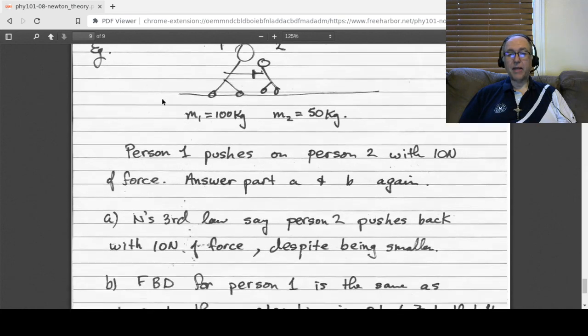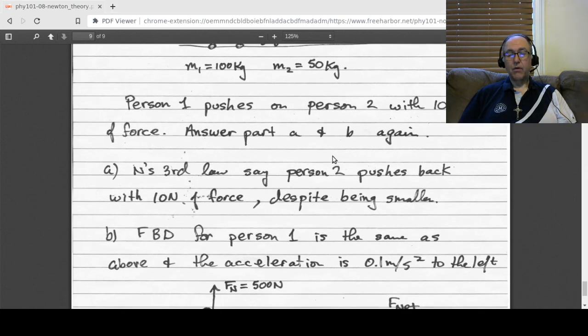Well, you might be tempted to say, well, the bigger person pushes with a harder force than the smaller person, but no, that's not the way it works. The third law doesn't say anything about the size of the objects. Whether object 1 and object 2 are big or small does not matter. Okay, if person 1 is pushing on person 2 with 10 newtons, then guess what? Person 2 pushes back with 10 newton force, okay, despite being smaller.